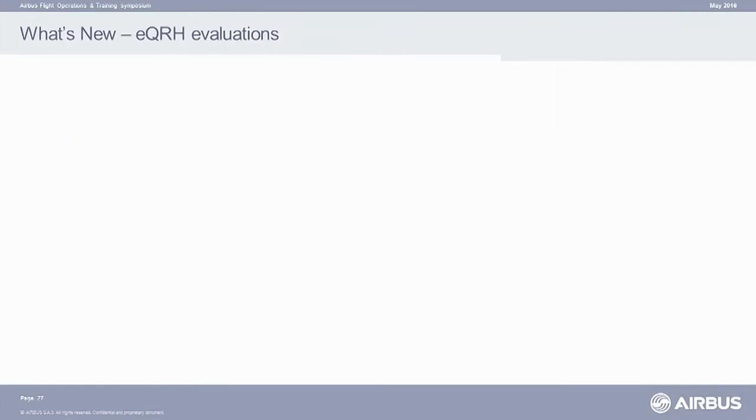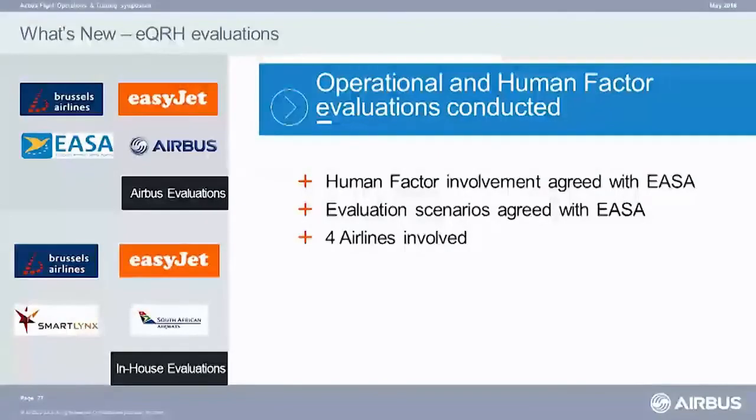Now, our objective is not to design only applications for regulation, but to have applications that will answer your needs, airlines. That's why we decided to involve you, airlines, in this development. So 4 airlines are involved in the project. They also participated in the human factor and operational evaluation in the beginning of May. And I would like here to thank Brussels Airlines, EasyJet, SmartLynx Airlines, and South African Airways for their outstanding involvement in the project and for the very important feedback they provided to us.